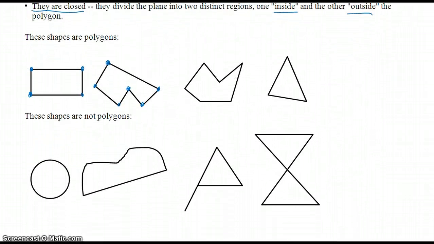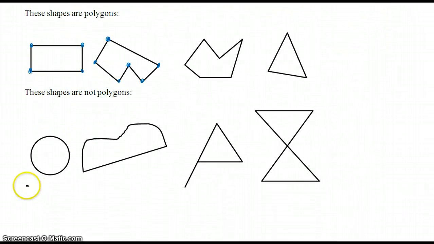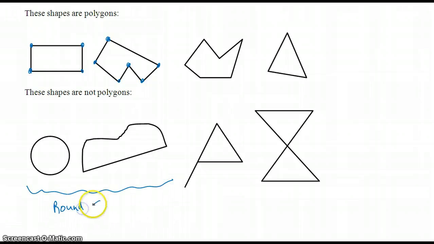These shapes are not polygons. These first two are not polygons because they have round sides. The circle just has one round side. This shape has a curved side.